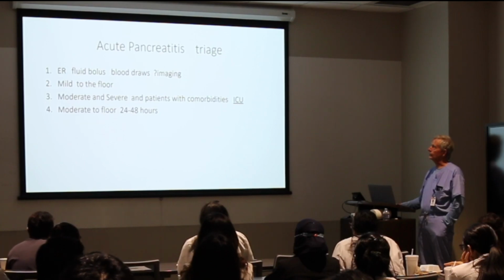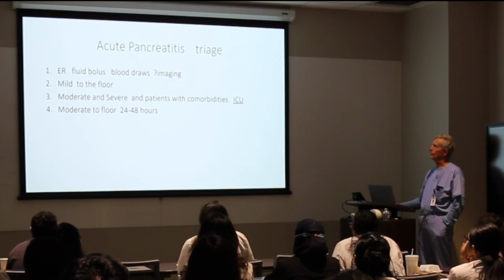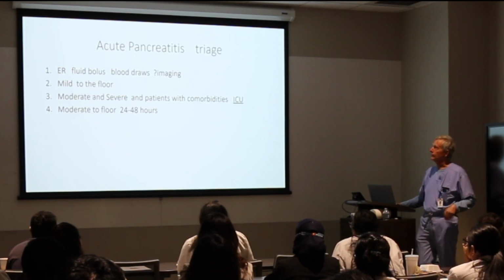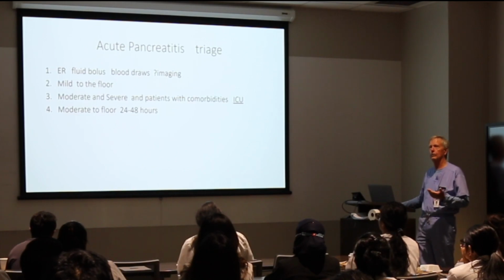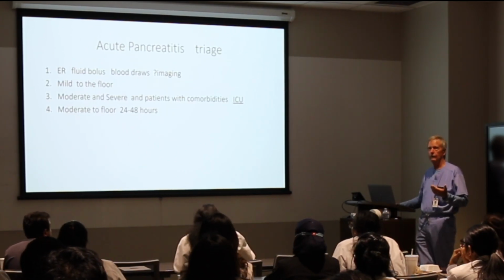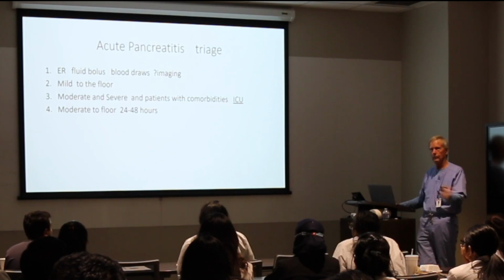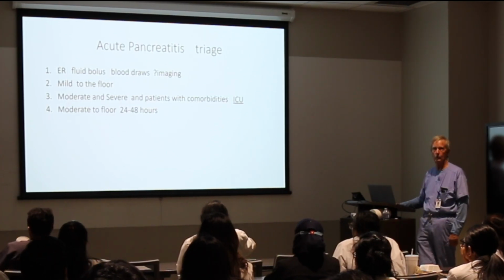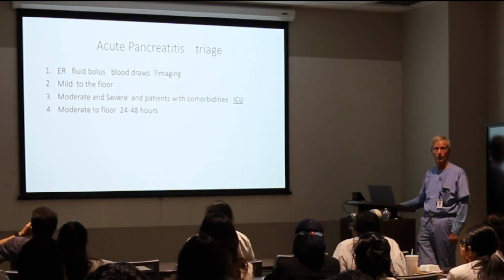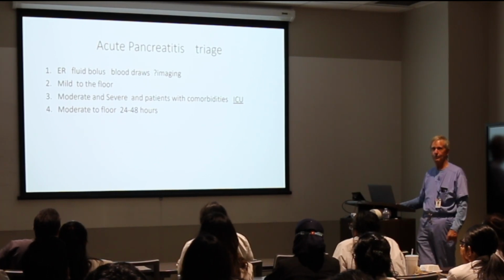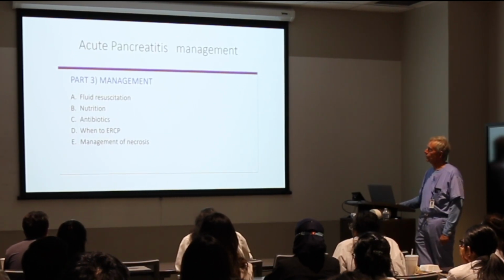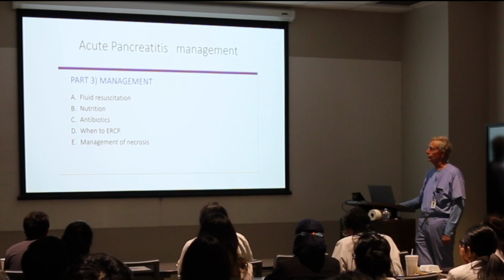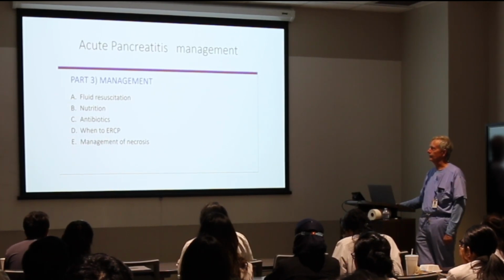All right, triage. Obviously, one of my home base slides. Mild disease to the floor, moderate to severe. I think that moderate to severe go to ICU. And usually after 24 hours, you can separate out the moderate and move them out. They shouldn't stay there very long. So that's what your triage thinking process should be, if the beds are available. All right, so we're going to talk about fluid resuscitation, nutrition, antibiotics, when to do ERCP, and necrosis.